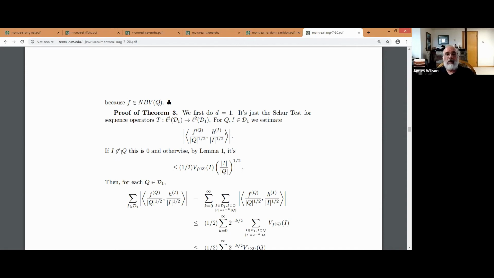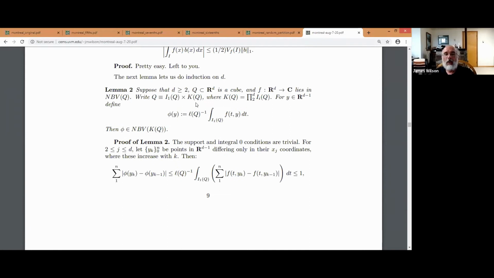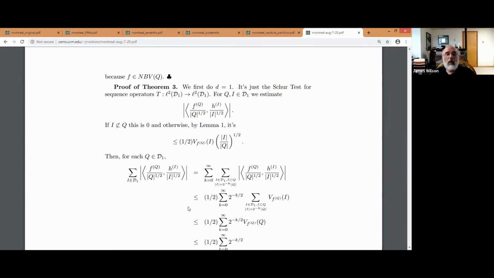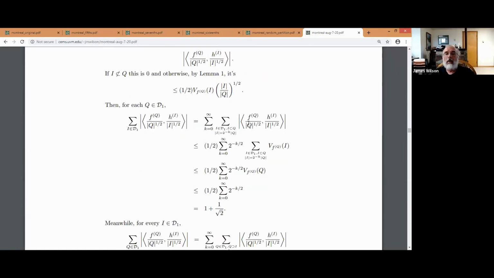Otherwise, if I is a subset of Q, then we can actually bound this using Lemma 1. We know what the L1 norm of this is. What we're going to get is 1/2 total variation of f on I, and then |I| over |Q| raised to the power 1/2. So for every dyadic interval Q, we can sum over all the dyadic intervals I. Of course, you only get the I's that are contained in Q. So you're getting all these, k equals 0 to infinity, 2 to the negative k, these inner products. For each k, this is going to be 2 to the negative k over 2. There you go. And you get the sum of the variations, but of course the sum of the variations of this is 1. And so you get this, and then you sum that up, and you get that.